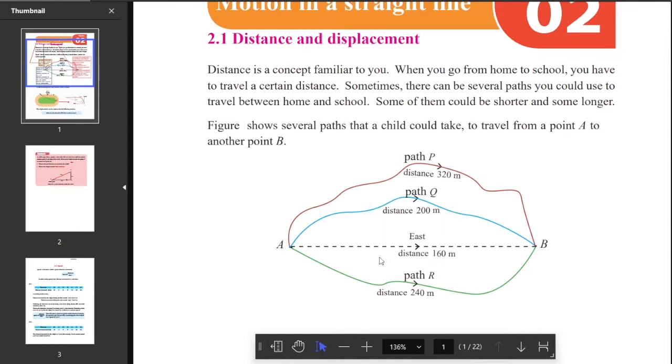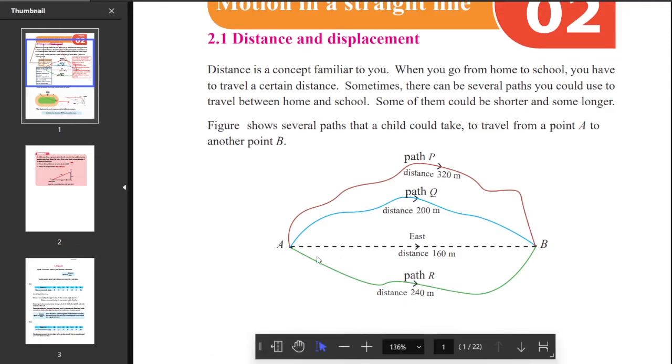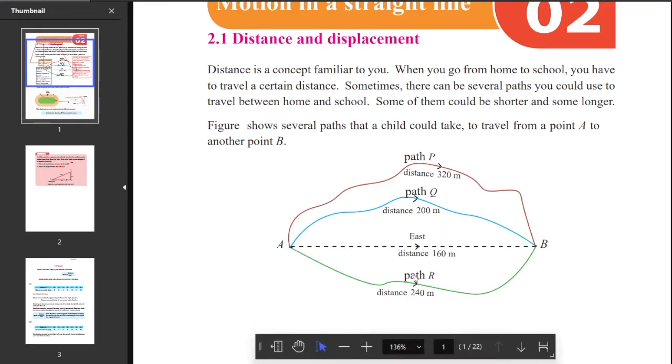What is the other difference between this shortest distance and the other paths? Along P, the direction of the ball changes with time. In Q and R also, it is the same. The direction of motion is varying with time. But in the shortest distance, the direction is always from A to B, to the east. So there is a definite direction in the shortest distance. This shortest distance is given a special name: the displacement.